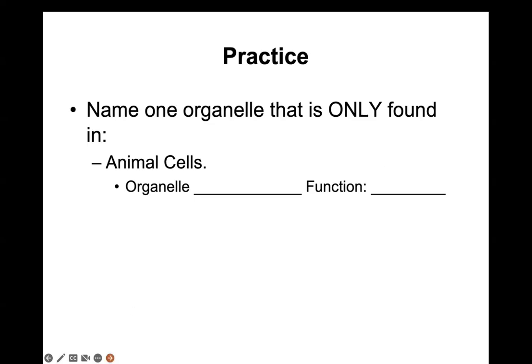All right, so let's try animal cells. What do animal cells have that the other two do not have? Oh, now I have to think. Actually, let's see. What do you come up with for this one? What does your table tell you?